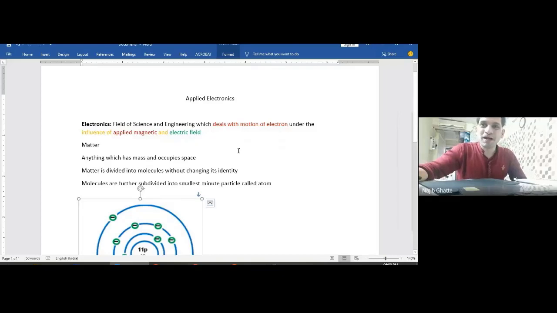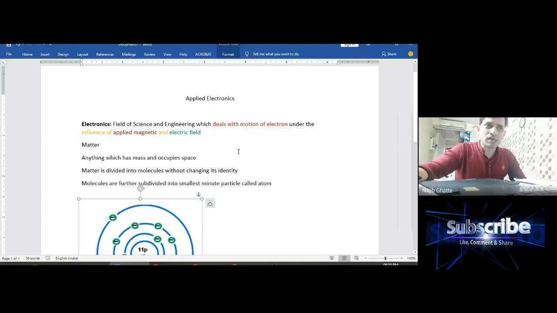I'm Professor Najib Ghatte, and today we are going to understand what you mean by the term electronics. Students, when you hear the term for the very first time, the definition goes: field of science and engineering which deals with the motion of electron under the influence of applied magnetic and electric field.